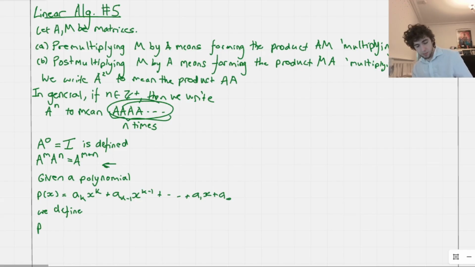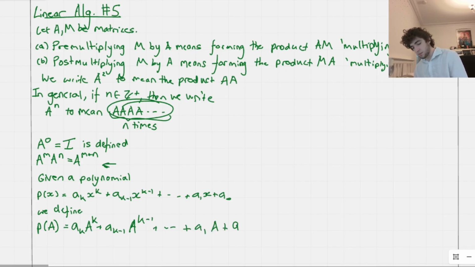Okay, so we define the polynomial evaluated at a matrix, so with a matrix input, to mean that you just replace all the x's with the matrix, right? Because now we know what the matrix raised to the power of a positive integer is. So if we wanted to evaluate the polynomial with a matrix input, we just get the exact same polynomial, but with all the x's, which would typically be numbers, replaced with the matrix that you want to input into your polynomial.